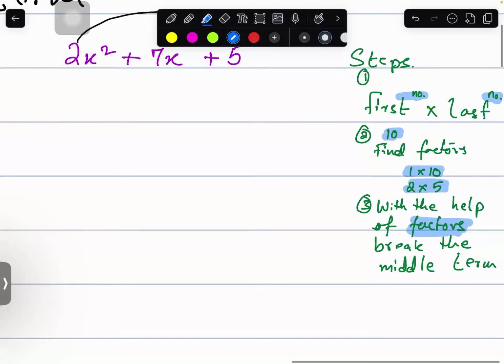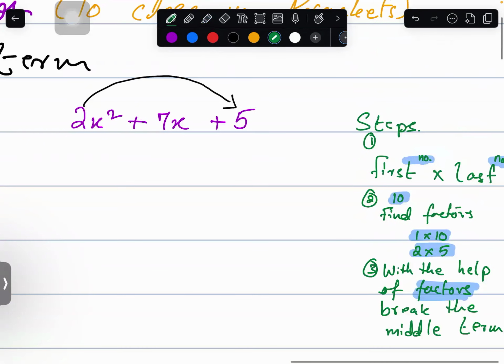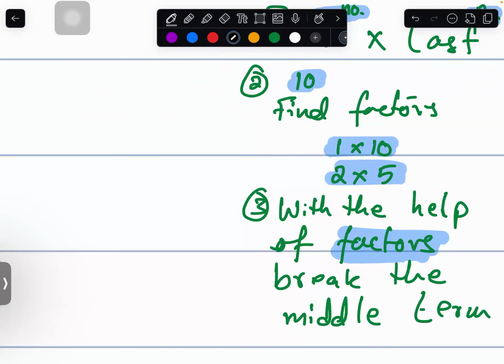Now, with the help of factors, I have this middle number, which is 7. In the factors, I need to see whether, if I add or subtract these two terms, I am going to get a 7 or not. So if I take 1 and 10 and add them, I'm going to get an 11, no 7, right?